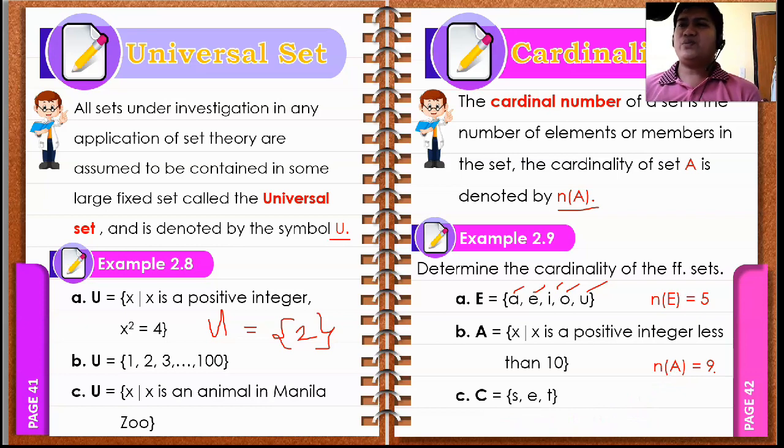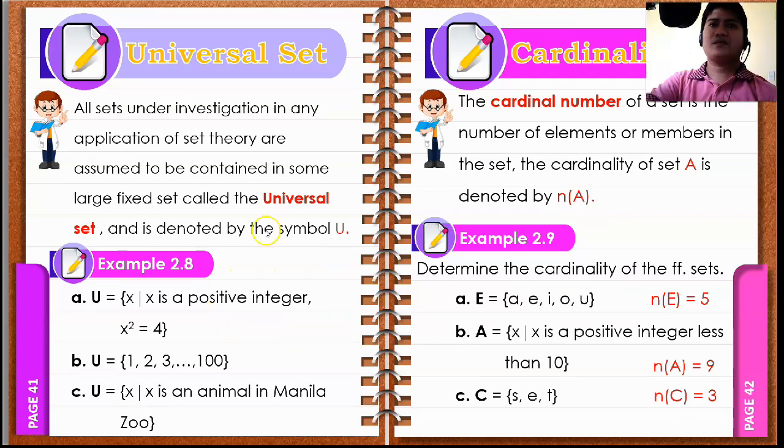So another one, we have set C with an element SET. Obviously, the cardinality of set C is equivalent to 3. Okay, so those are some of the terms involving sets.